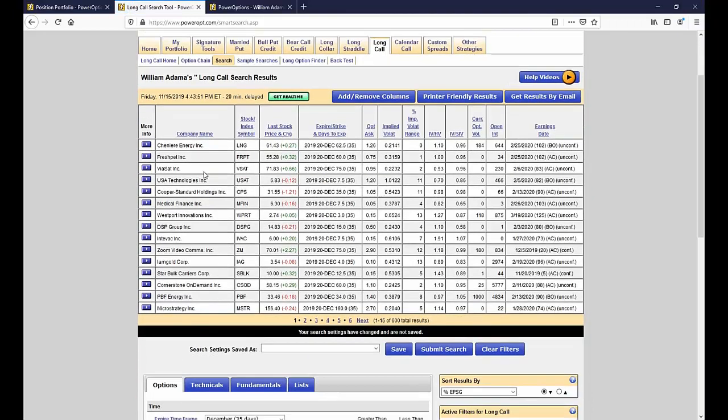And there we go, Freshpet, VSAT. Wow, 2% implied volatility range. Undervalued compared to the historical volatility with a current IV of 0.2232. USA Technologies, wow, that has an implied volatility of 100, 101.